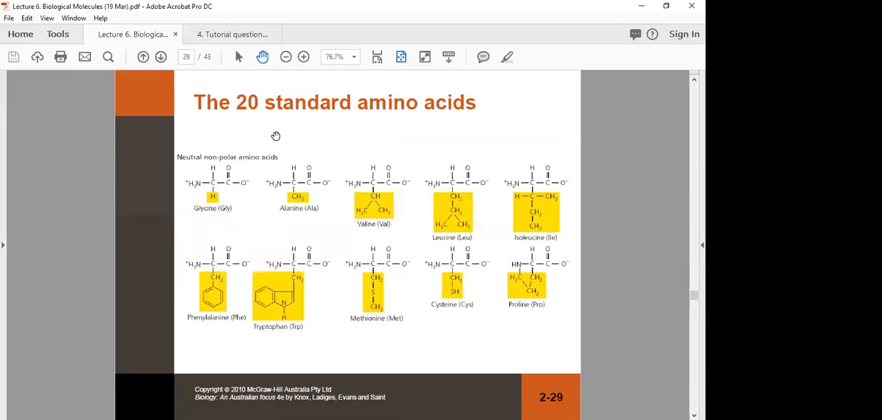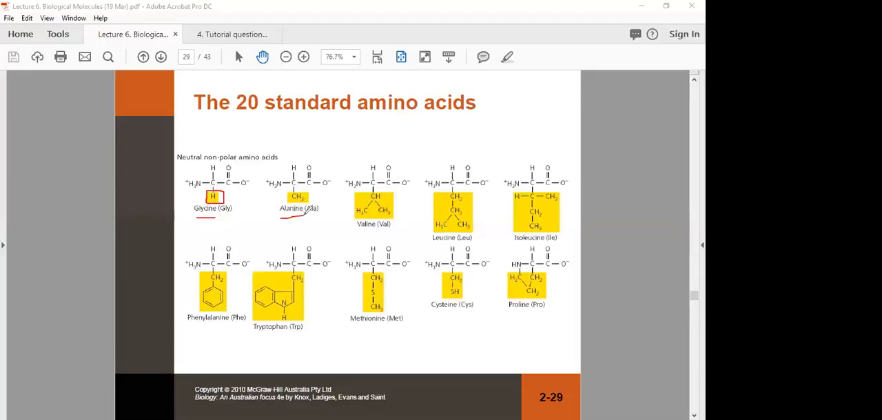All right, here we have the first 10 of the 20 standard amino acids. So let's look at this in just a little bit of detail. So remember I said that every amino acid differs in terms of its R group, that variable group or side chain group. Here's an example. So the R group or side chain group in this amino acid, which is called glycine, is simply a hydrogen. This is the smallest of the amino acids.